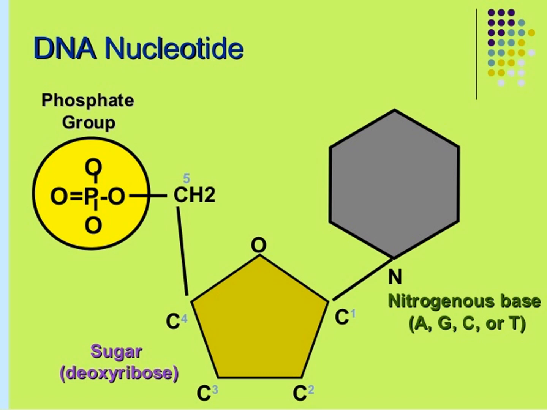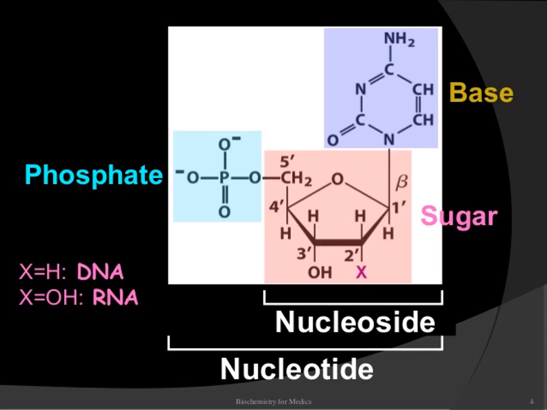structural model of a nucleotide. In this you can see the phosphate group is attached to the sugar, deoxyribose sugar, which is present in the DNA. This phosphate and sugar are present on the outside of the helix, that is the phosphate backbone of the DNA. And this deoxyribose sugar is attached to any one of the nitrogenous bases. It may be adenine, guanine, cytosine, or thymine. So we have seen that a nucleotide is a combination of three things: phosphate, sugar, and base.